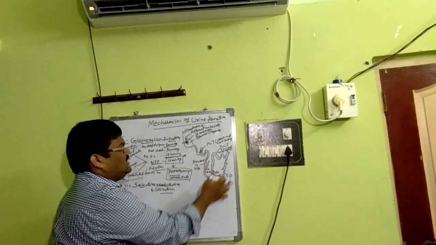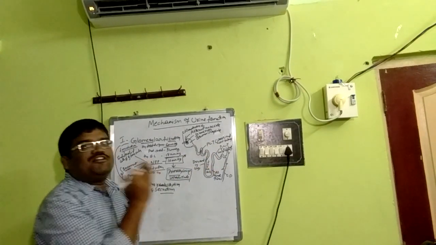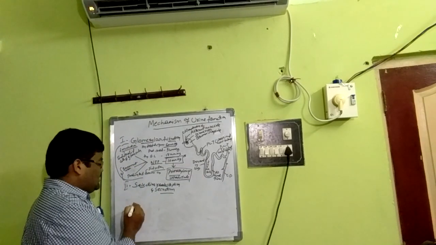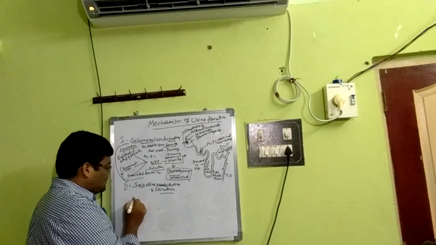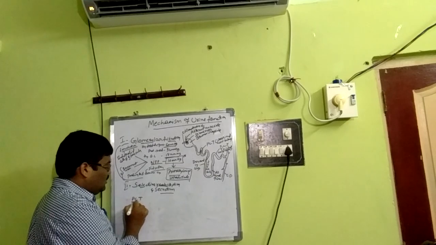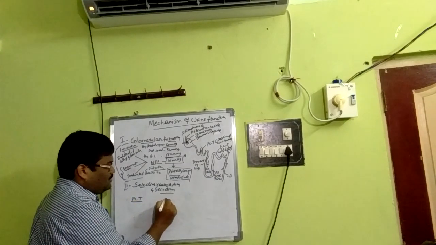There are different parts involved. All these are in the renal tubule. It will occur in phases. First, the PCT, what we call the proximal convoluted tubule. Then the loop of Henle.